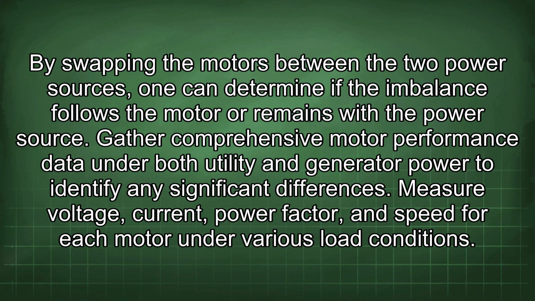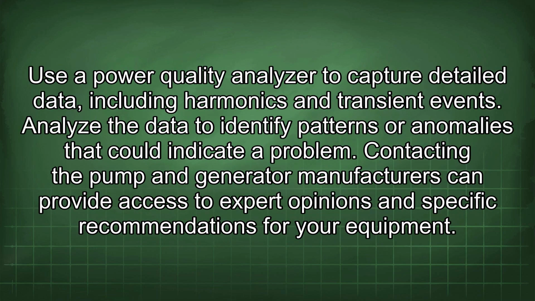Gather comprehensive motor performance data under both utility and generator power to identify any significant differences. Measure voltage, current, power factor, and speed for each motor under various load conditions. Use a power quality analyzer to capture detailed data, including harmonics and transient events. Analyze the data to identify patterns or anomalies that could indicate a problem.